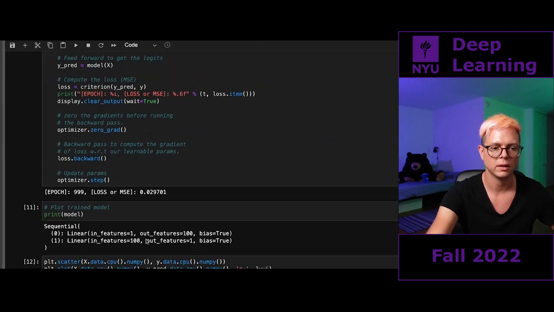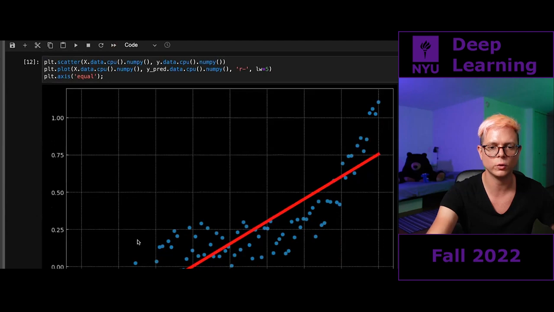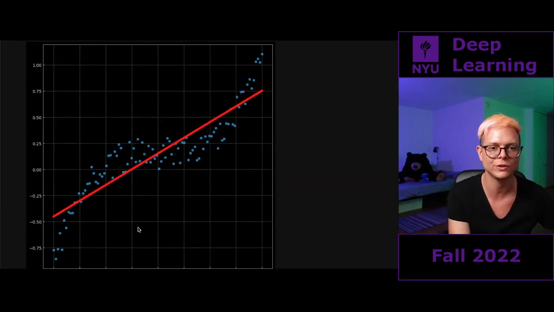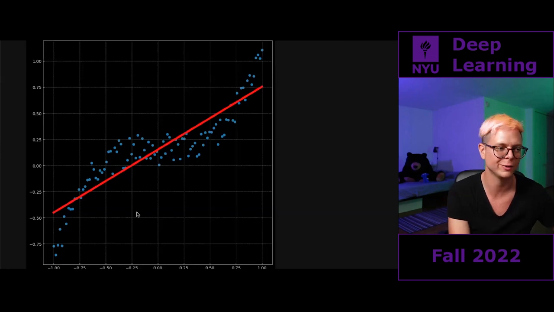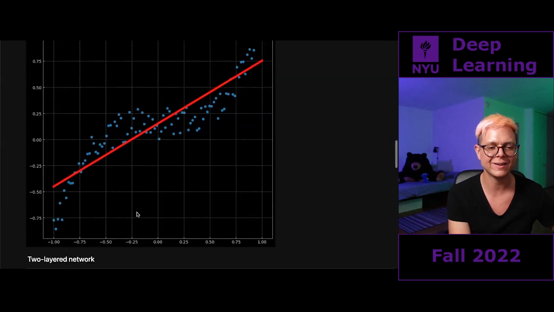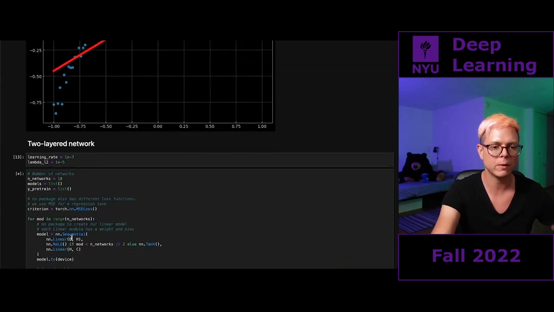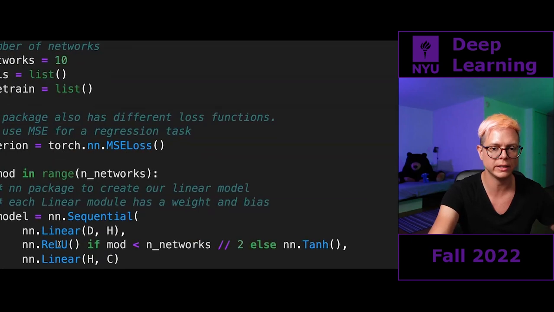Same thing. Eventually you learn a line that is going to be cutting through your data points, which is not that exciting. You just got linear regression with neural networks. And then we decided to do exactly the same thing as before, but now I have this distinction here.